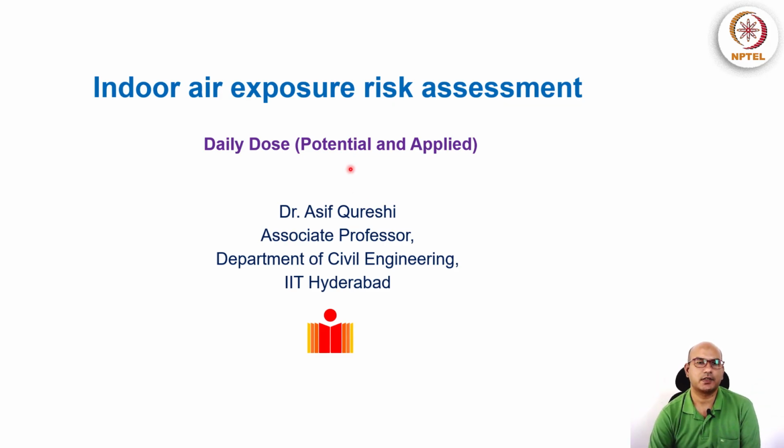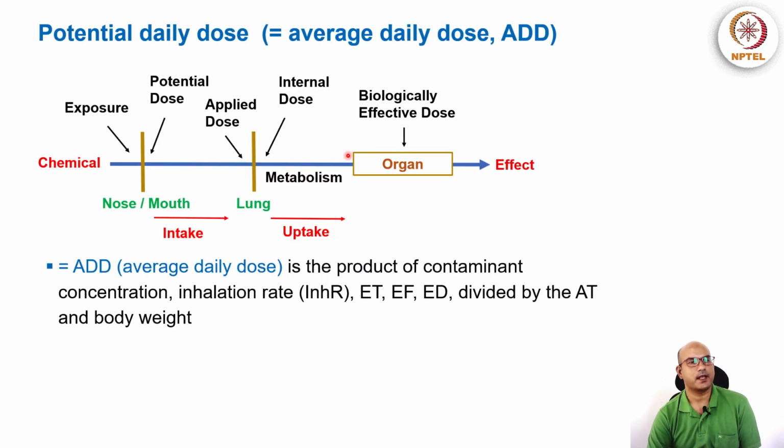So in this lecture, we will look at how to estimate the daily dose, for example the potential daily dose and also the applied daily dose. Potential daily dose is often written as the average daily dose or ADD, and this is our basic exposure to effect pathway. We are exposed to the chemical, and the amount that is entering the nose and mouth is our potential dose. Then we have intake into the lungs, where we have the applied dose.